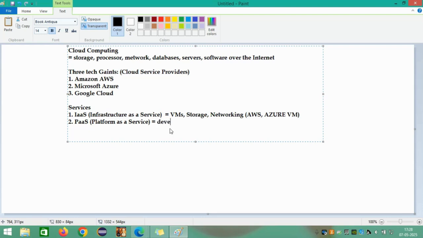So the development environment for the developers helps to develop the application.